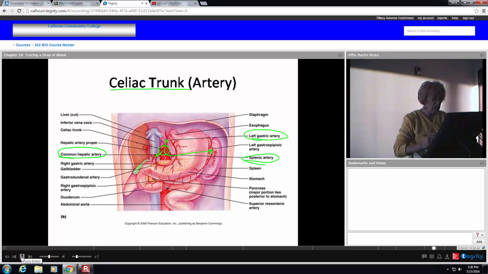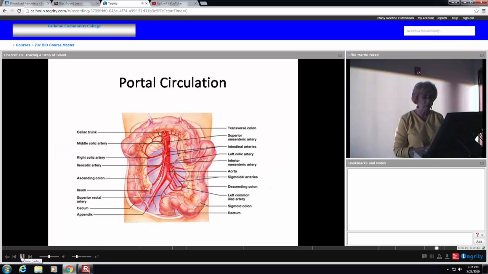And then notice here is showing a branch of the superior mesenteric. This picture doesn't go far enough down to get the inferior mesenteric. So I wanted to show you that whenever you have a branch of the celiac or either one of the mesenterics, you're involved in the return blood, you're involved in the portal circulation going back through the liver first. So here it is again, a little bit further down.